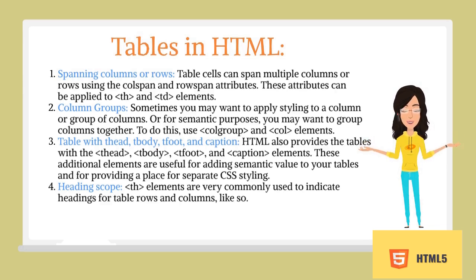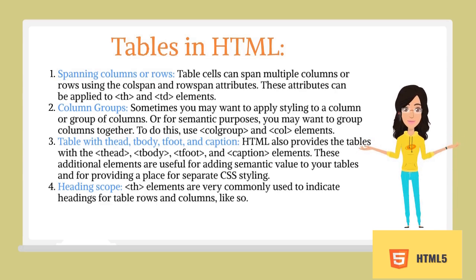And the fifth is heading scope. TH elements are very commonly used to indicate headings for table rows and columns. This can be improved for accessibility by the use of the scope attribute. Scope is known as an enumerated attribute.